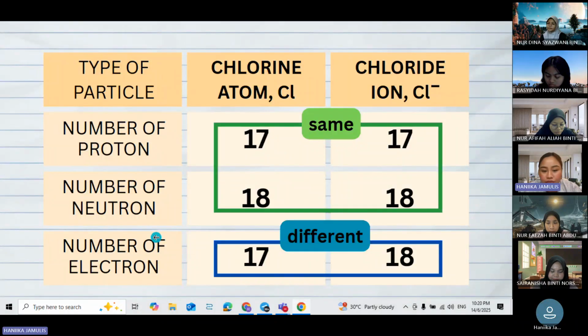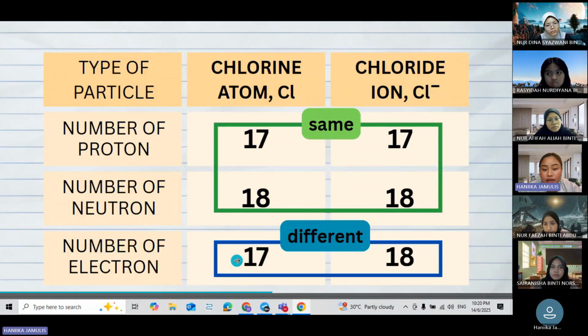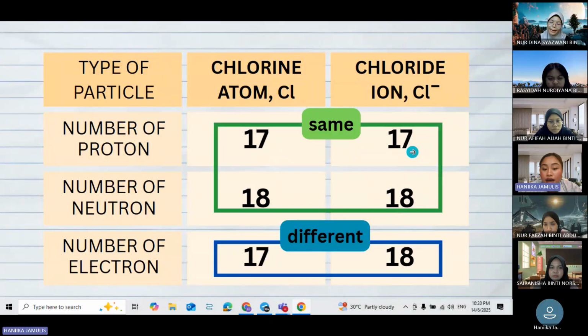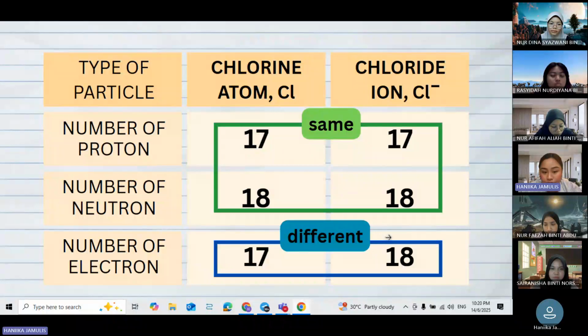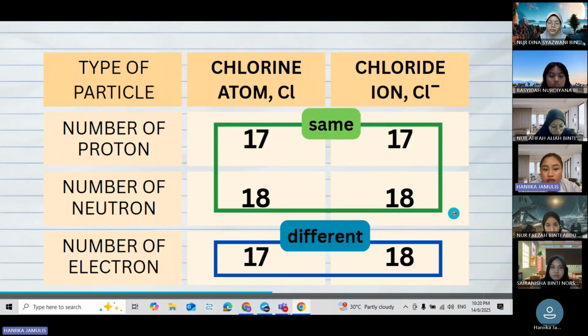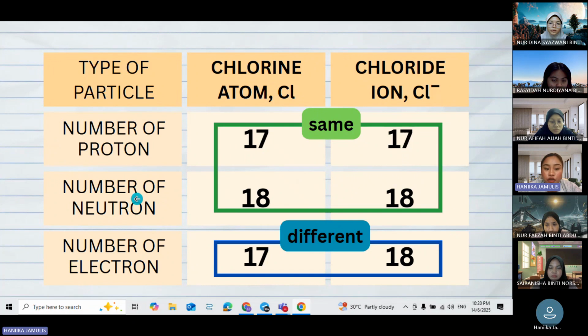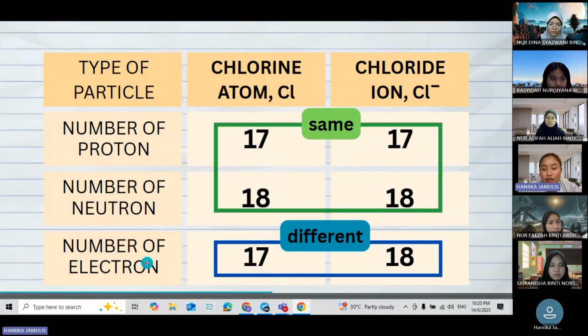As we can see here, the number of electrons for chlorine atom and for chlorine ion is different. This is because the chlorine atom accepts one electron to form chlorine ion. Thus, the chlorine ion has one more extra electron than chlorine atom. But as you can see here, the number of protons and the number of neutrons for both atom and ion remain the same. The only change is in the number of electrons.